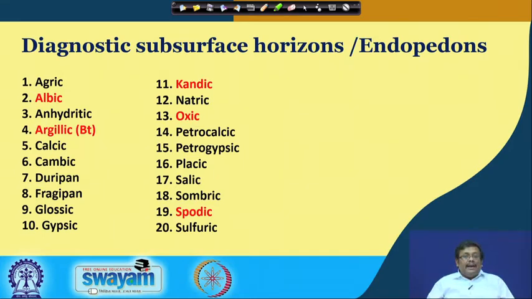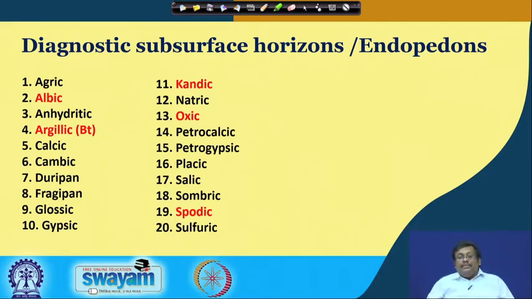So, starting from egric, then albic, then anhydritic, then argillic, calcic, cambic, duripan, fragipan, glossic, gypsic, candic, natric, oxic, petrocalcic, petrogypsic, placic, salic, sombric, spodic, sulfuric. All these are important subsurface horizons or endopedons.